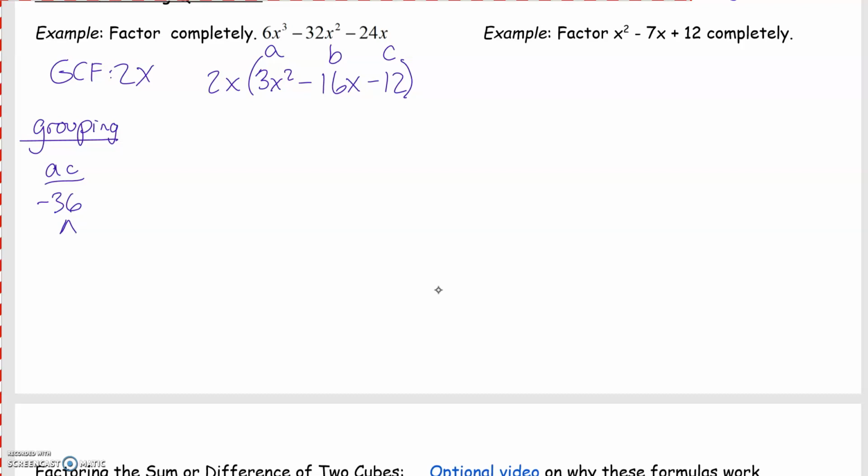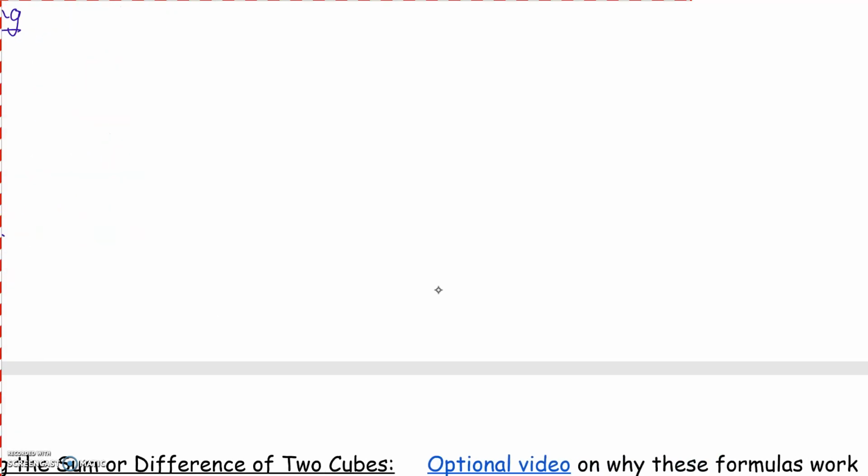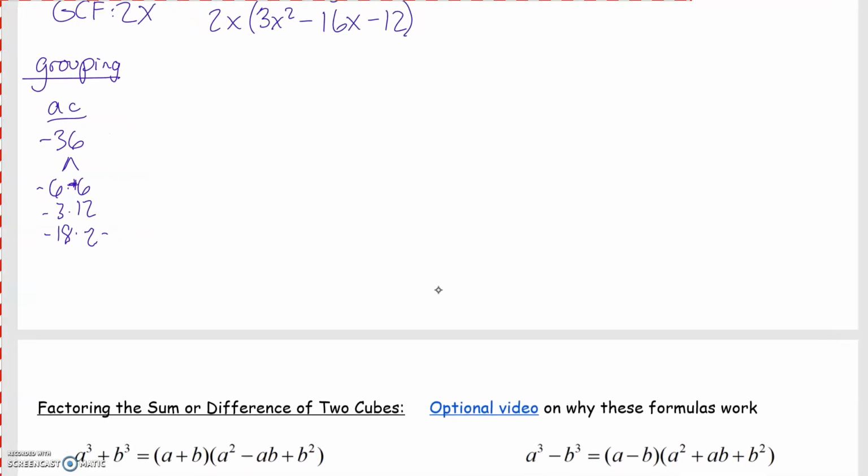And some of these are trial and error. So we're going to end up with 6 times 6, or negative 6 times negative 6, or positive. That gives us 0, so that's not going to work. So we have to keep going. My next one was negative 3 times 12. That doesn't give us negative 16. So I had to keep going until I ended up finding negative 18 times 2. That equals negative 16. So that worked.